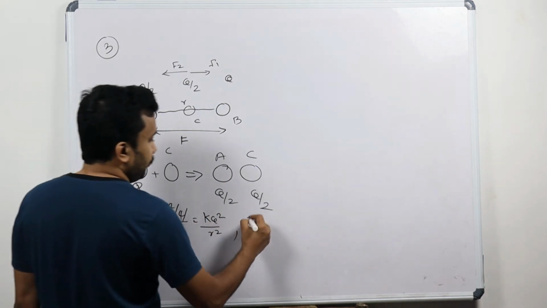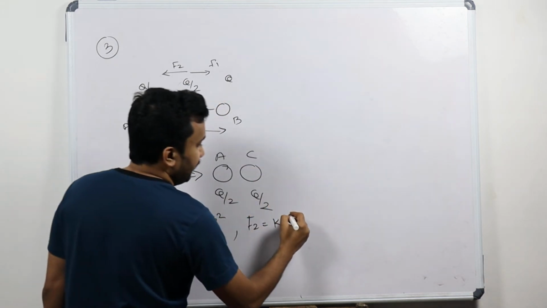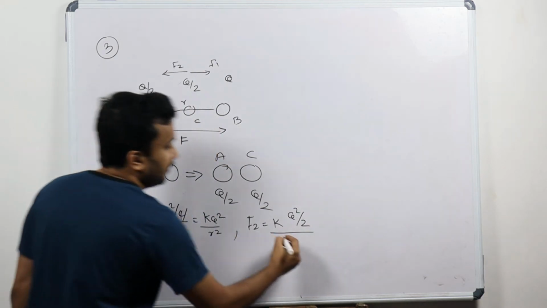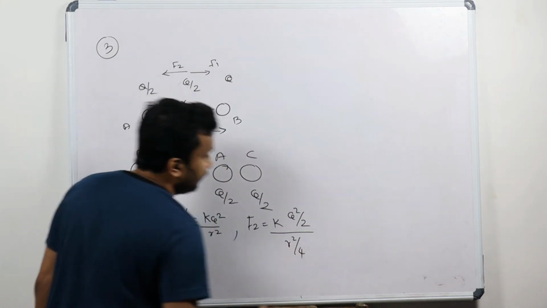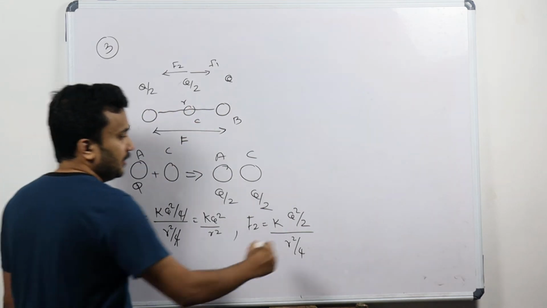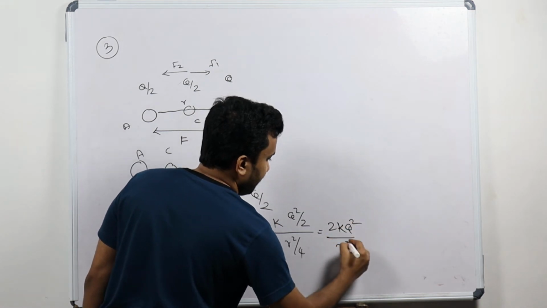Let's find out F2 also. F2 is given by k into q by 2 into q by 2, so q square by 2, divided by the distance between them, r square divided by 4. Since it is placed at the center, it is half of the distance. So this will become 2 into k q square by r square.